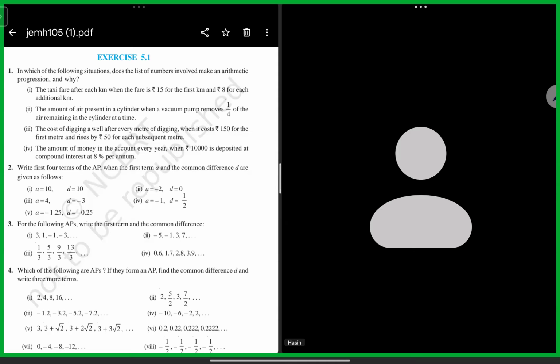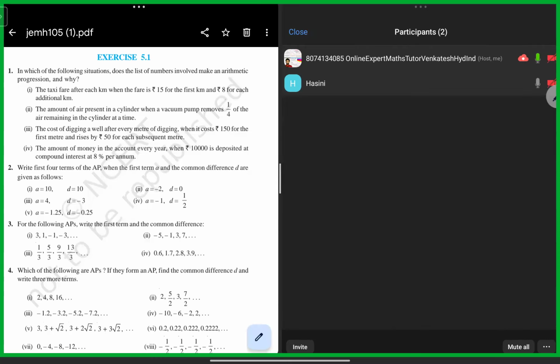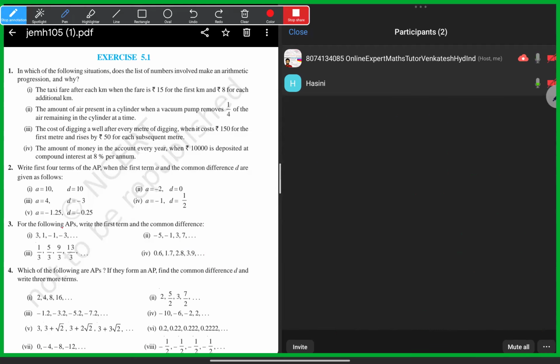In the third question: for the following APs, write the first term and the common difference. For this third question, for the following APs means the question is already in AP. We need not check A2 minus A1, A3 minus A2 again separately, whether it is in AP or not, because they only said for the following APs, meaning it is already in AP. So we need not check A2 minus A1, A3 minus A2 continuously. Any one of them, if you do, that is the common difference.